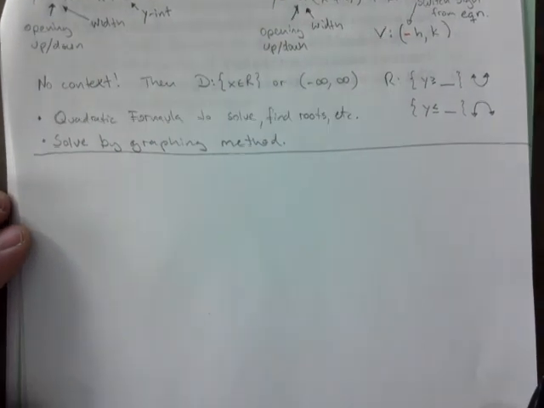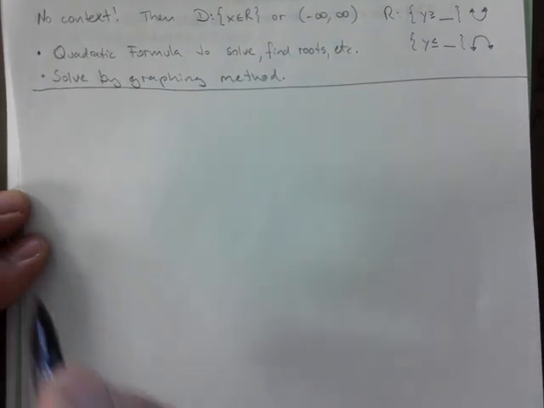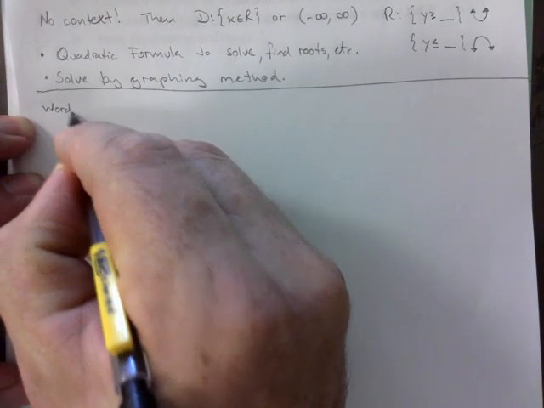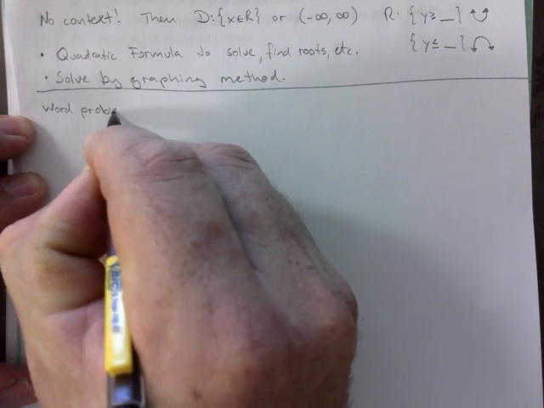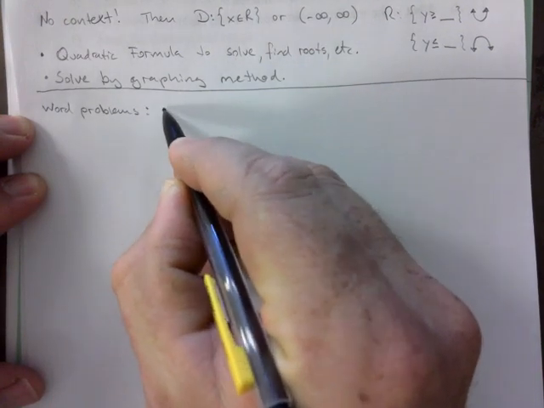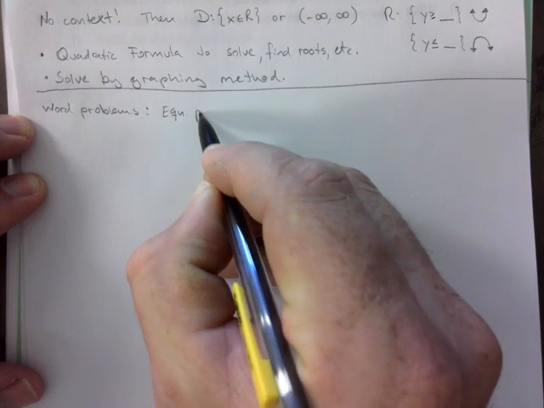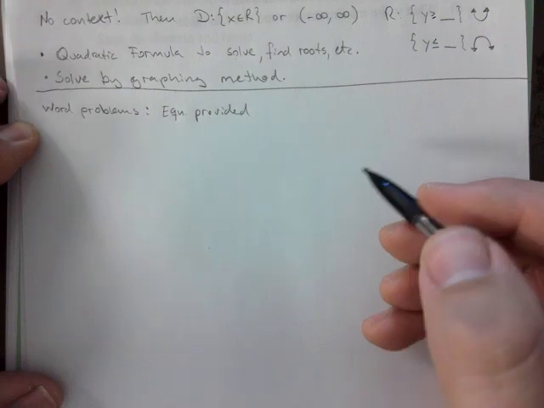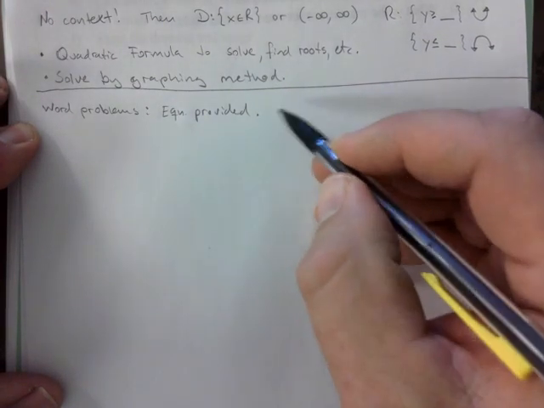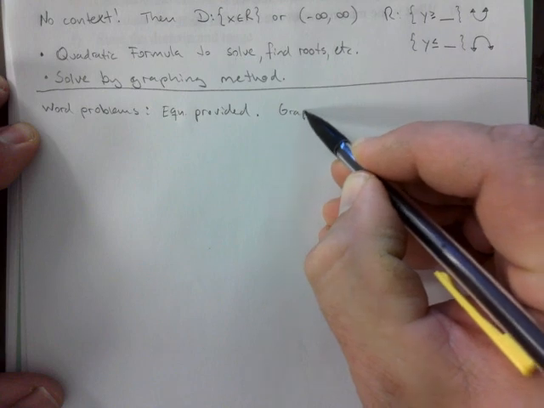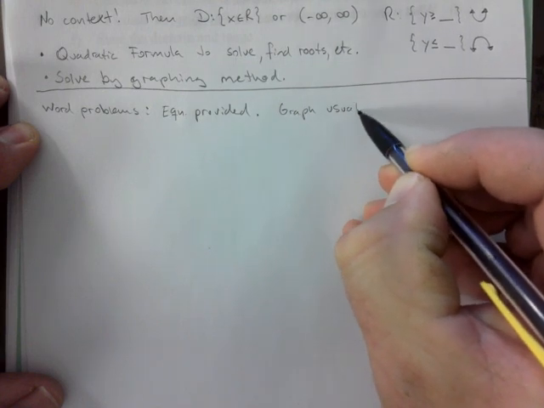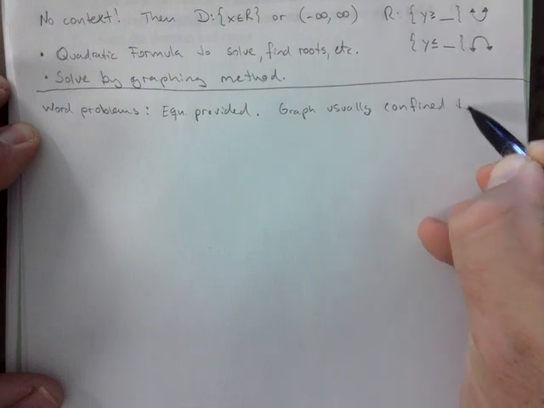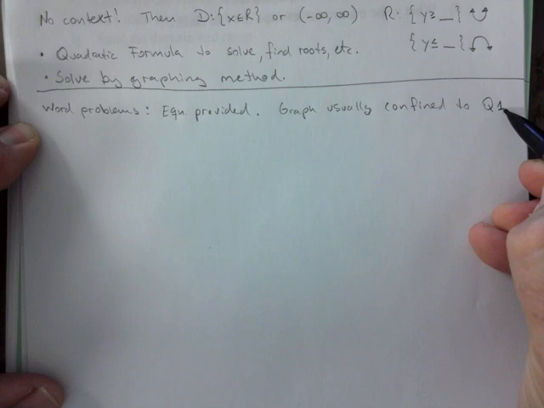And here's the word problems. Equation is provided. Graph should only be, usually, confined to quadrant 1 and maybe 4.